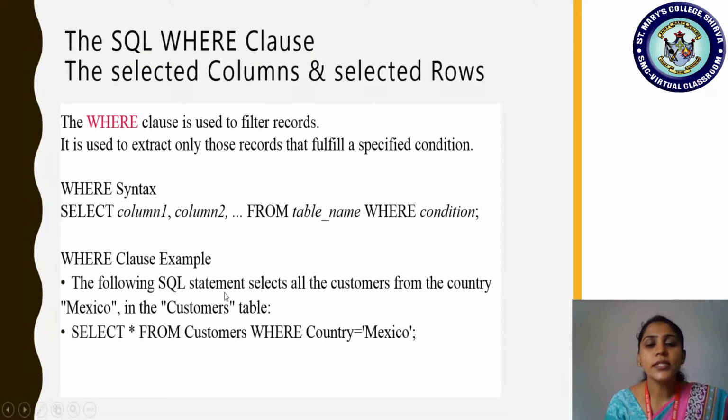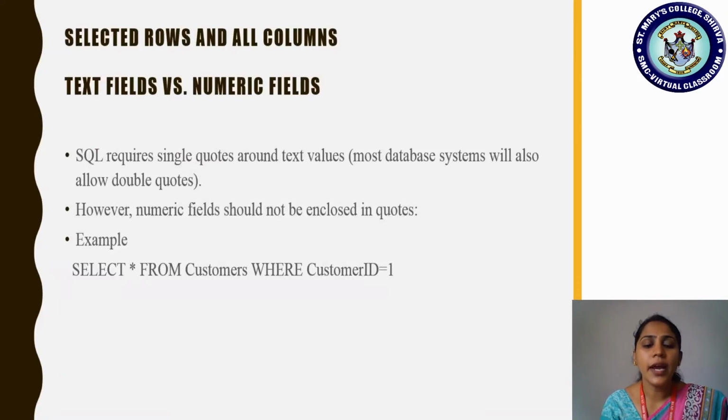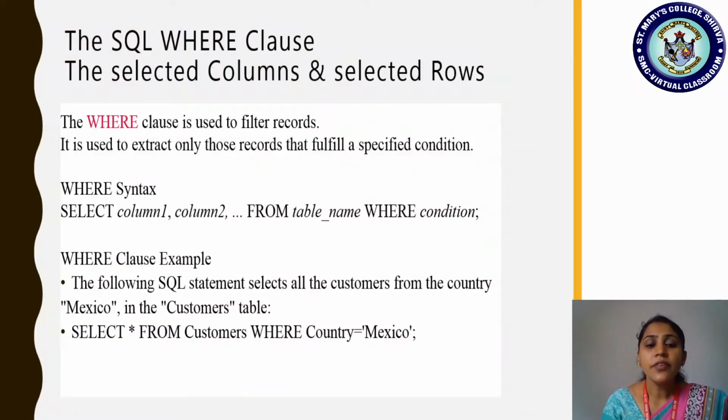The following SQL statement selects all the customers from the country Mexico in the customer table. So just check out here, students. They are saying they want to view all the columns, all the attributes. So that is why they are adding which one? The asterisk symbol. If you have added the asterisk symbol, it is going to show all the columns or attributes. And select star from is a keyword; from which table is it? The customer table, right? From the customer table.